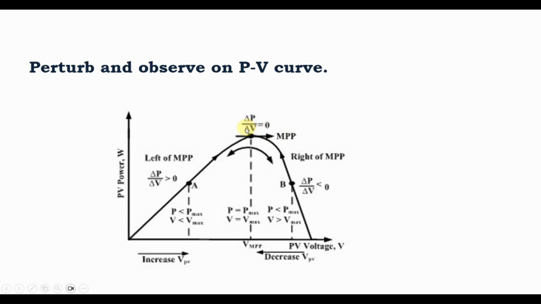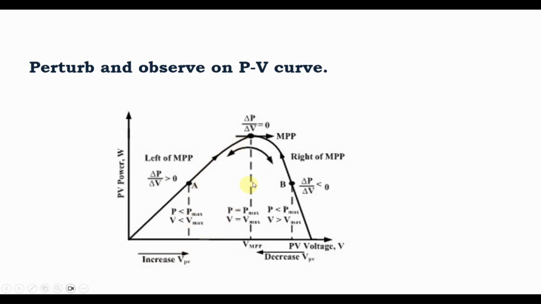Notice that the curve is divided into two distinct operating regions. If we look to the left of the MPP, at point A, the operating voltage is too low, and the power is below its maximum potential. In this region, the slope is positive, meaning delta P over delta V is greater than 0. When the algorithm detects this positive slope, it knows that increasing the voltage will increase the power, so it takes action to increase VPV, moving us up the curve.